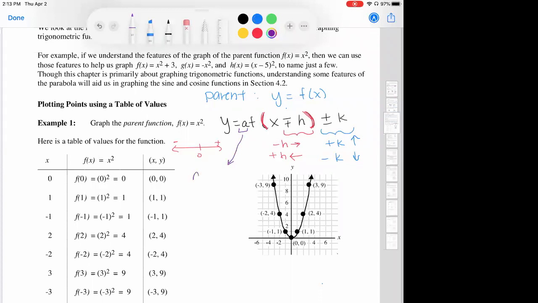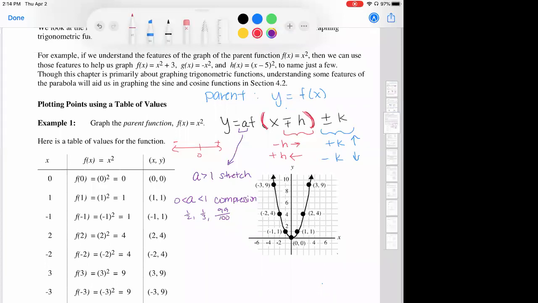If your a is bigger than 1, whether it's 2, 3, 2.5, 10 over 3, whatever it may be, then it's called a vertical stretch. It's going to make it skinnier. If your number a is between 0 and 1, then it's the compression. So this would be like 1/2, 1/3, 99 over 100. As long as it's less than 1 but bigger than 0, it causes a compression. So it'll look wider.